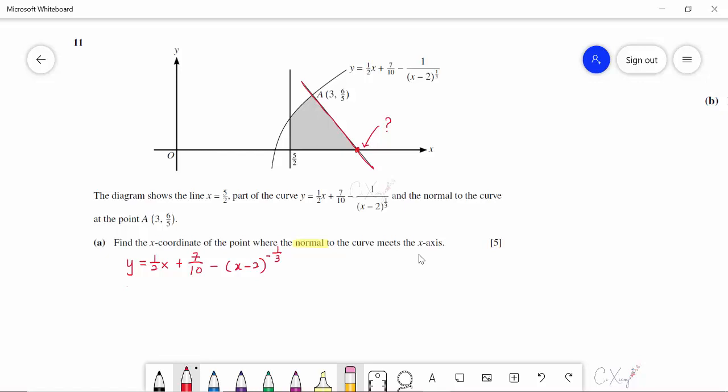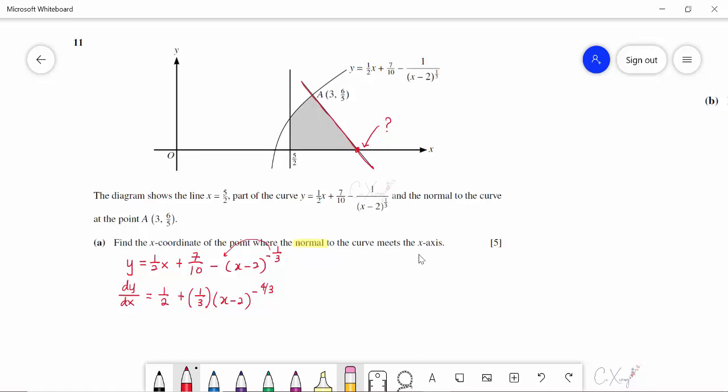For the differentiation, I will have dy/dx. Differentiate half x, you'll get half. Differentiate a constant value, 7 over 10, you get 0. Then when you differentiate this one, you bring the negative 1 over 3 in front, so you have positive 1 over 3. Copy the bracket, then the power minus 1 becomes negative 4 over 3.